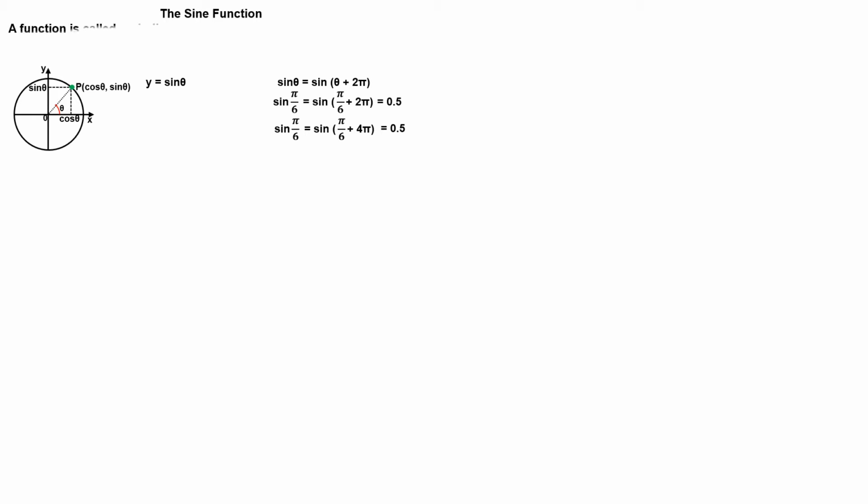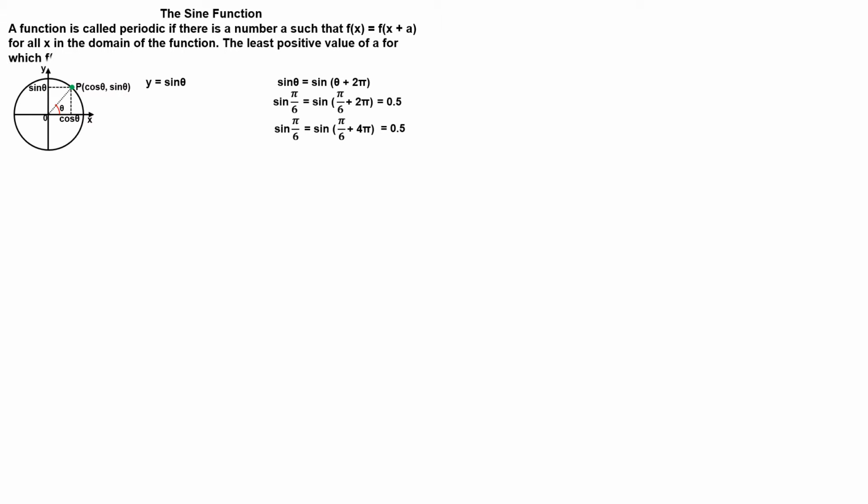A function is called periodic if there is a number a such that f of x equals f of x plus a for all x in the domain of the function. The least positive value of a for which f of x equals f of x plus a is called the period of the function. Sine is a periodic function of period 360 degrees or 2 pi.